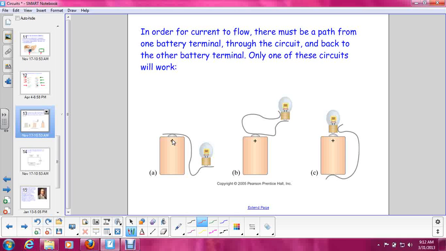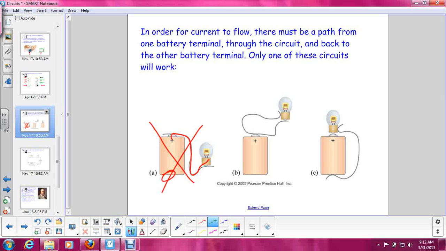So, we start on our terminal, and we can move through our wire, and here. But now, in order to get to the other terminal of the battery, I need to pick up my marker. That means this is not a closed circuit. That will not work.